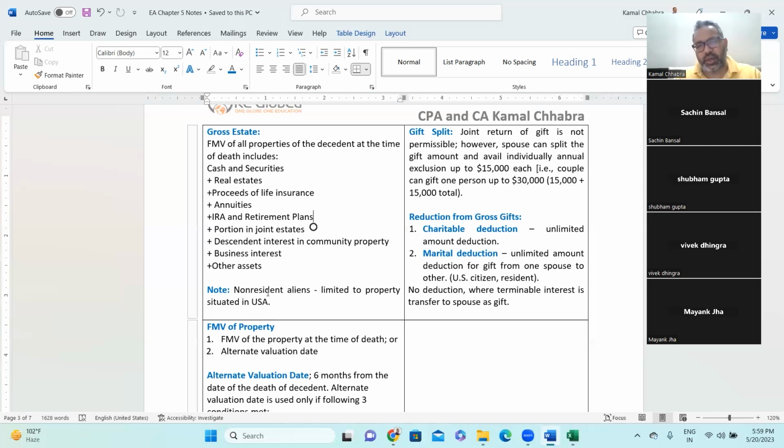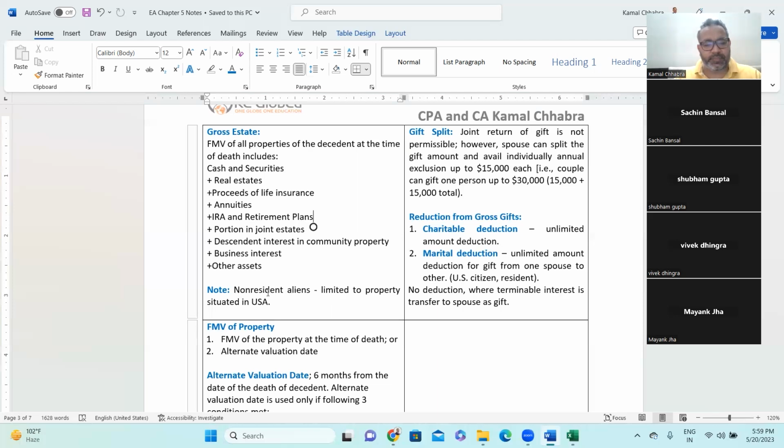And when does that return need to be filed? 9 months from the date of death. When do we need to file the estate tax return? 9 months after the death. So if somebody dies in the month of March, then his or her estate tax return needs to be filed in the month of December. Right? It's not necessary to be April.